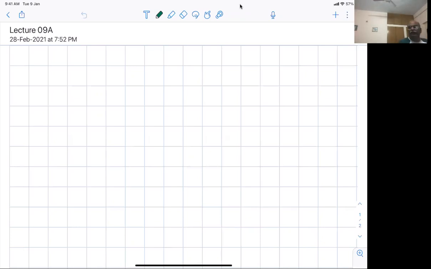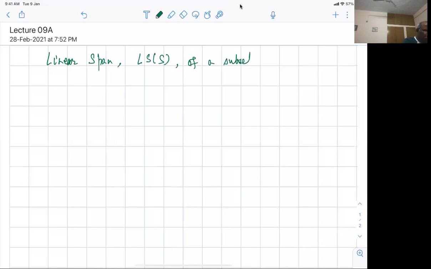So we want to proceed with that idea of looking at A times x. All right, so A times x in some sense is what is called the linear span of S. So I would like to define the linear span of S. Linear span is generally written as LS of a subset S of a vector space V over F.